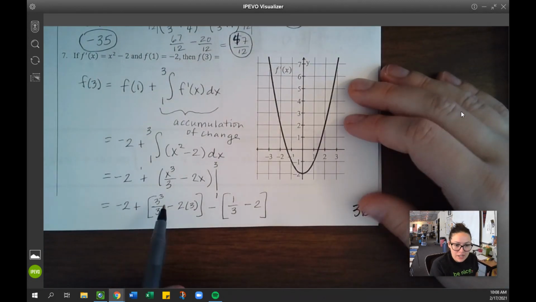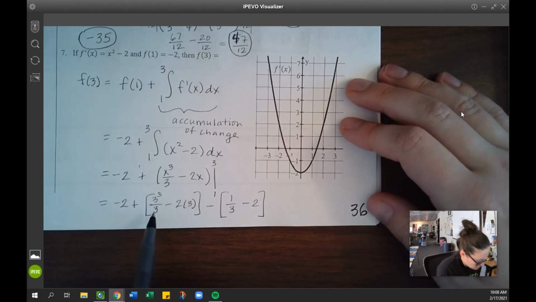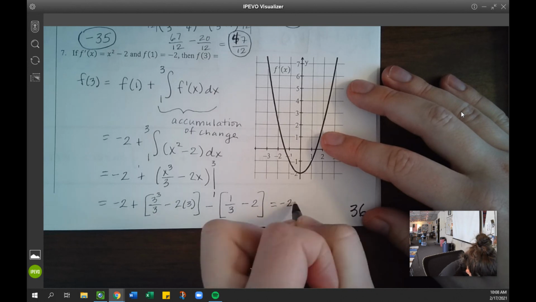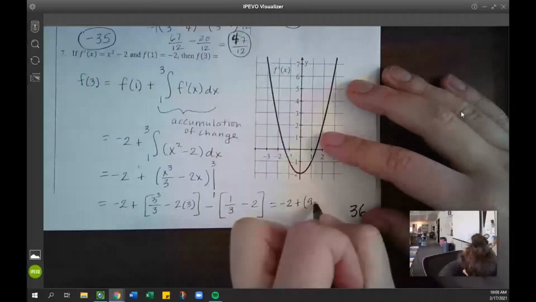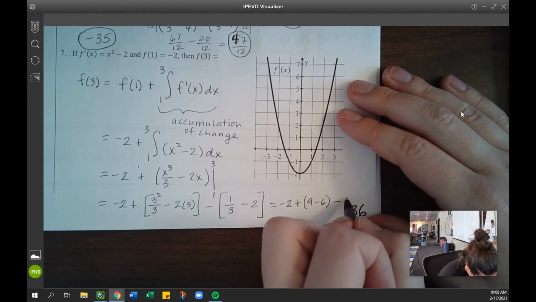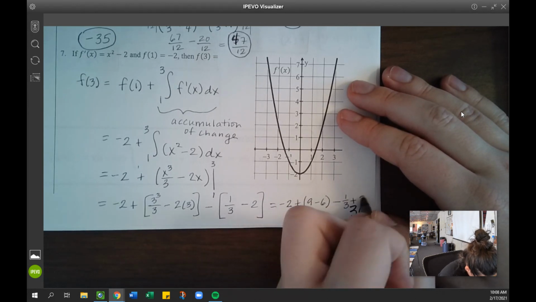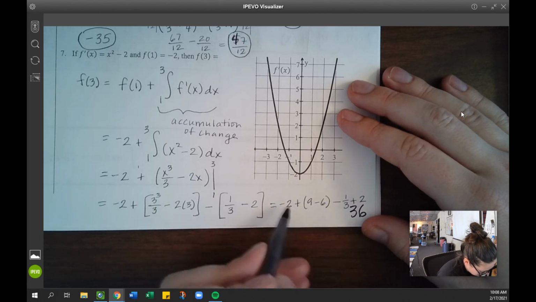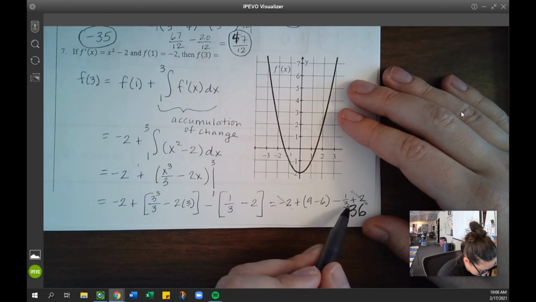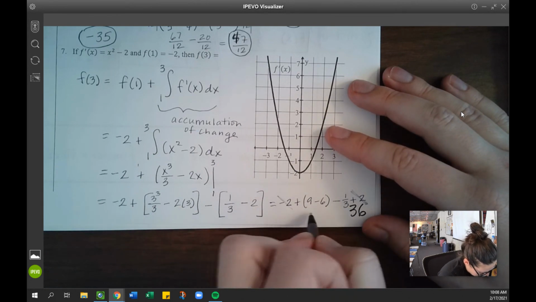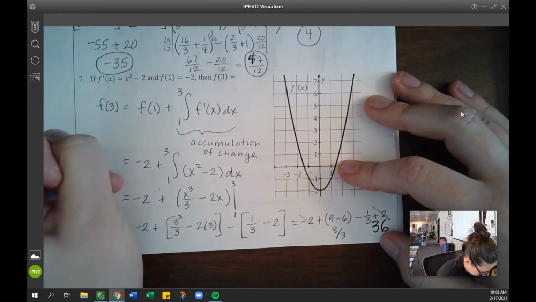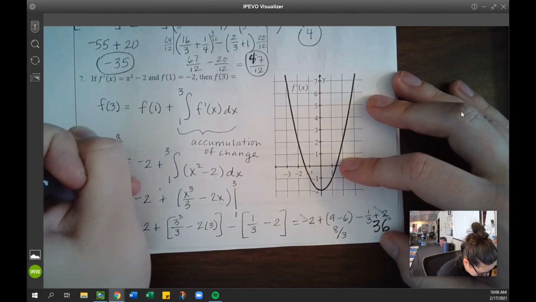All right, 3 cubed is 27. Over 3 is 9. Run out of room. Negative 2 plus 9 minus 6 minus 1/3 plus 2. All right, those cancel out there. And that's just 3 minus 1/3. So that's going to give me 8/3. So f of 3 is 8/3.